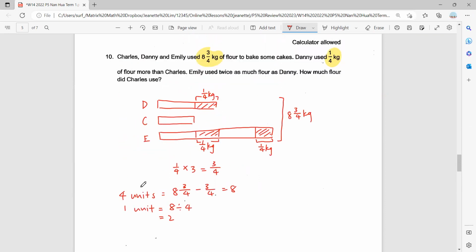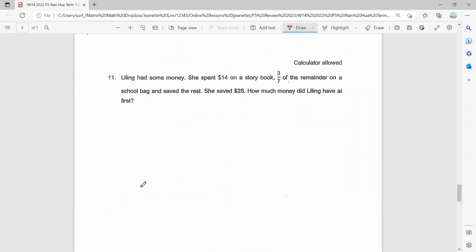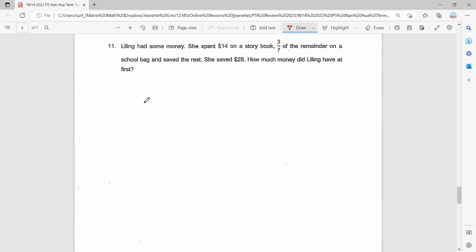All right, so last question, question 11, the last one. Li Ling had some money. She spent $14 on a storybook, 3/7 of the remainder on a school bag, and saved the rest. She saved $28. How much money did Li Ling have at first? Okay, see this, of the remainder, right? So let's draw a model.